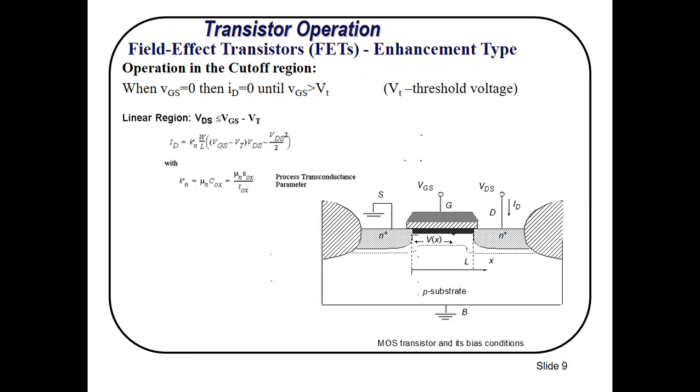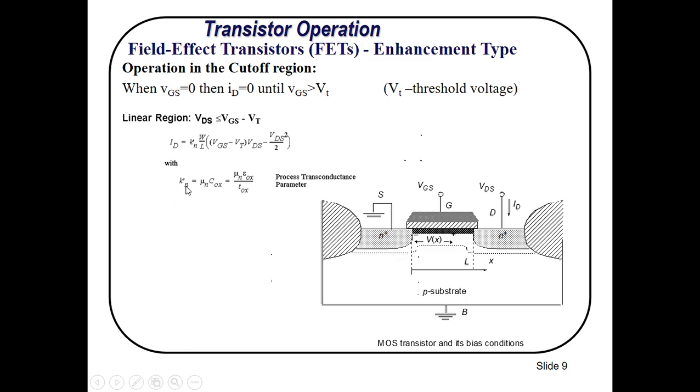Now we will discuss the different regions of operation of an enhancement type of MOSFET. It has three regions of operation: cutoff region, linear or triode region, and the saturation region. When your VGS is equal to 0, then there will be no ID, so your device will be in cutoff region. In the linear region, when your VGS is greater than VT and VDS is less than or equal to VGS minus VT, then your device will operate in linear or triode region. This is the equation for the ID.